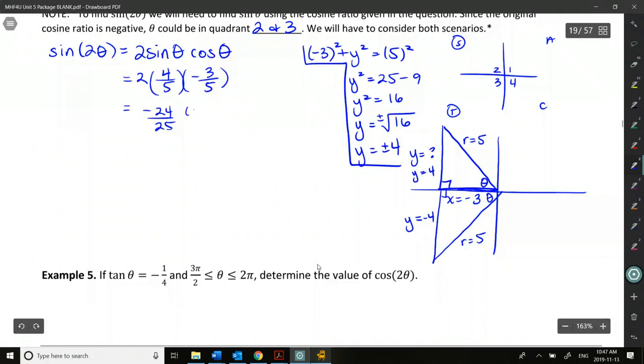So this would be if we're in quadrant 2, right? If we're in quadrant 3, we have a different scenario. We have 2 times negative 4 over 5 times negative 3 over 5. So the only thing that changes is we actually just get a positive 24 over 25, and this would be the answer for quadrant 3.